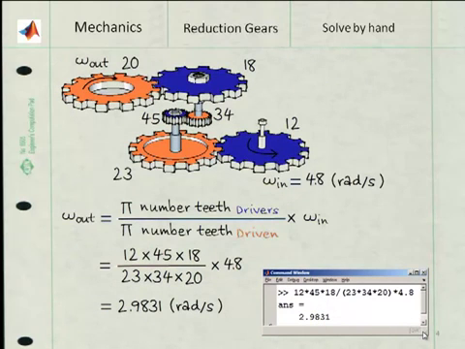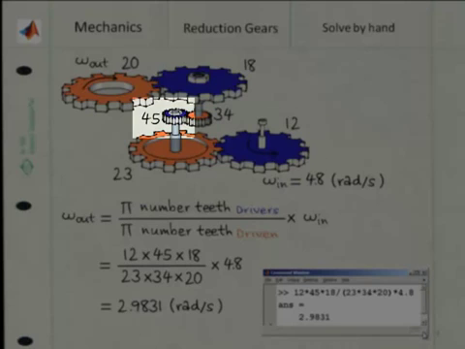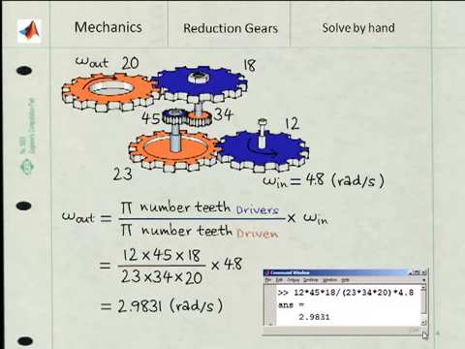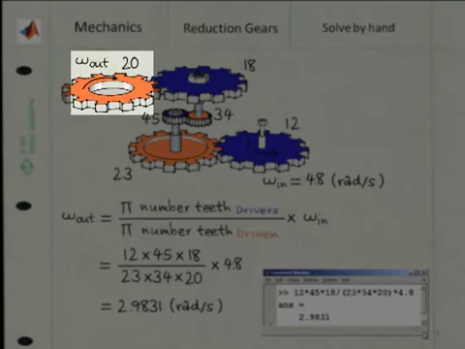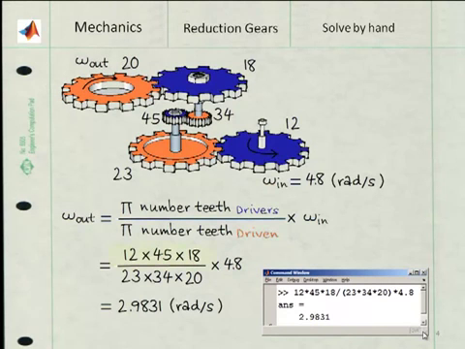If we solve by hand first to get a rough idea of everything, imagine the drivers have 12, 45, and 18 teeth, and imagine the driven have 23, 34, and 20 teeth. So the product of the drivers would be 12 times 45 times 18. The product for the teeth driven would be 23 times 34 times 20. And since the input velocity is 4.8, we could even use MATLAB to help us solve by hand. We should get an output velocity of 2.9831.